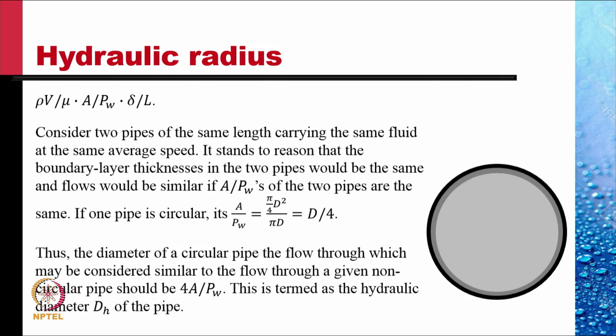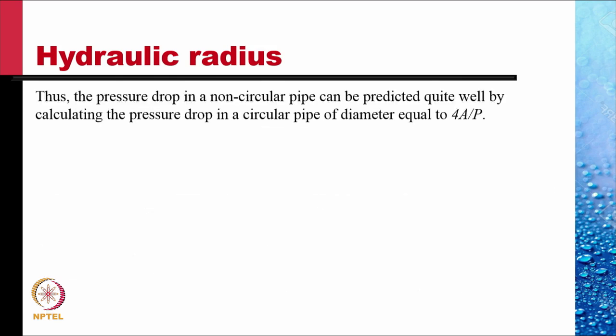Thus, we could use all the formulation of a circular pipe for a non-circular pipe if the diameter d in that formulation is replaced by the hydraulic diameter dH, which is 4A by wetted perimeter. Thus the pressure drop in a non-circular pipe can be predicted quite well by calculating the pressure drop in a circular pipe of diameter equal to 4A by P.